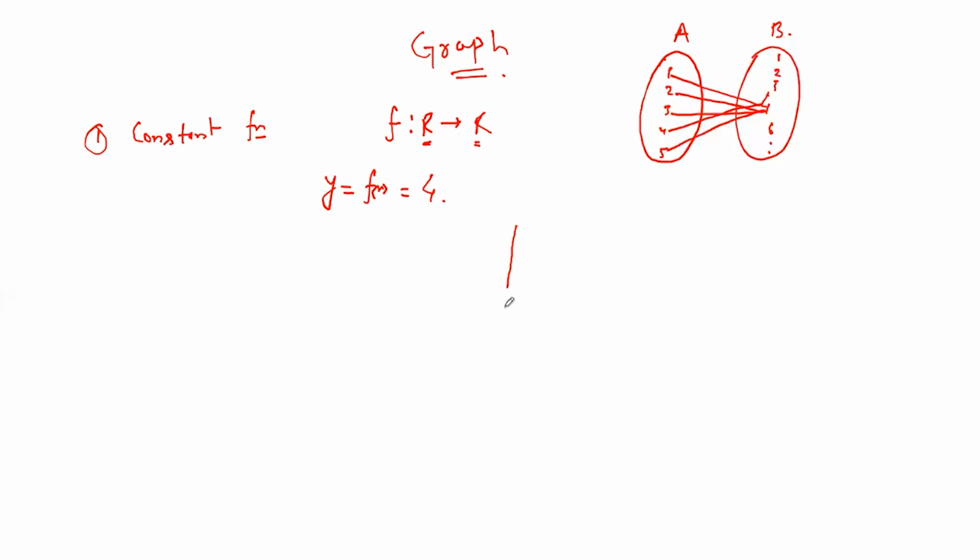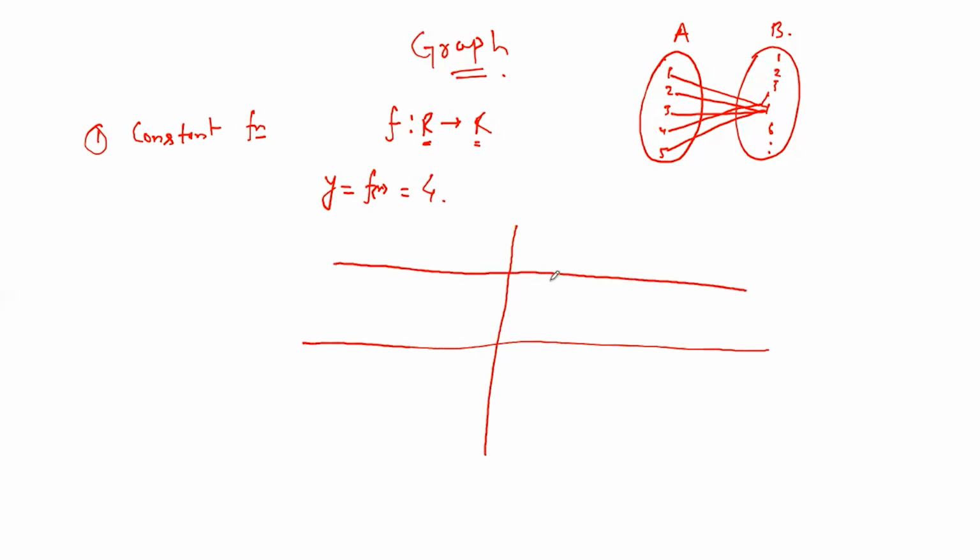If you want to draw the graph, this is the y-axis, this is the x-axis, y is equal to 4 is a line parallel to the x-axis and going like this, right? This is the point (0, 4). This is the origin, right? This is the x-axis and this is the y-axis. We can see there, right, different values of x, we are getting the same values of y, right? So this is called the constant function.